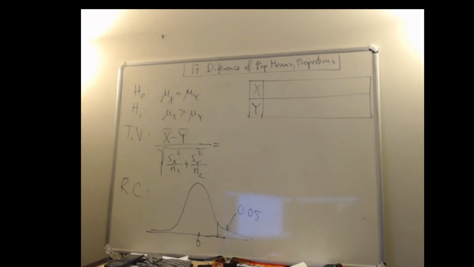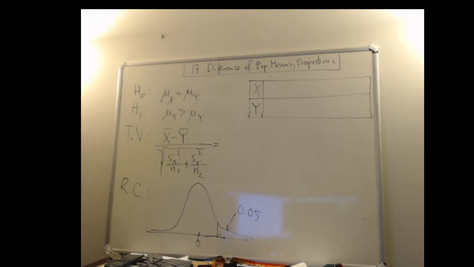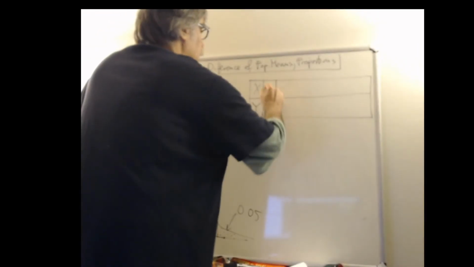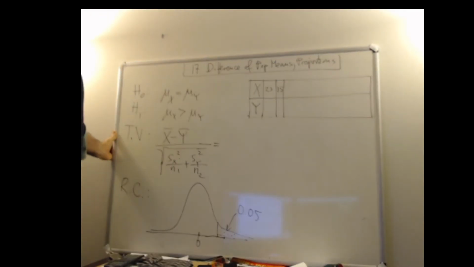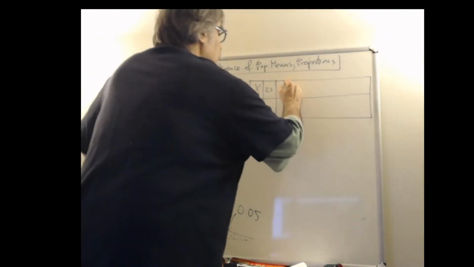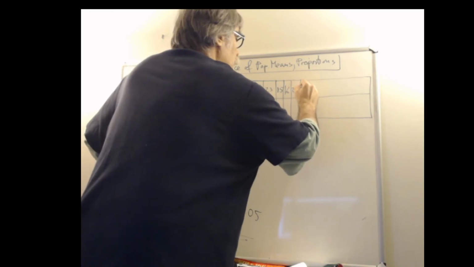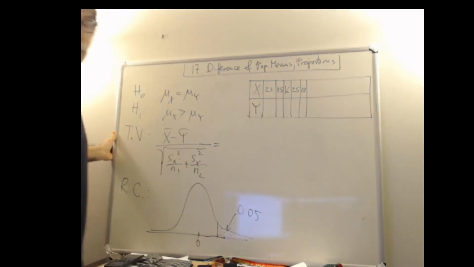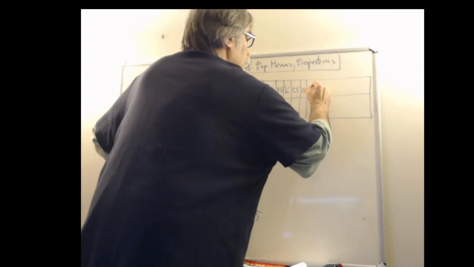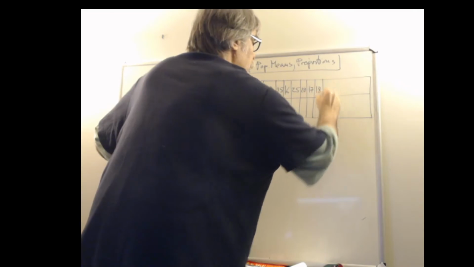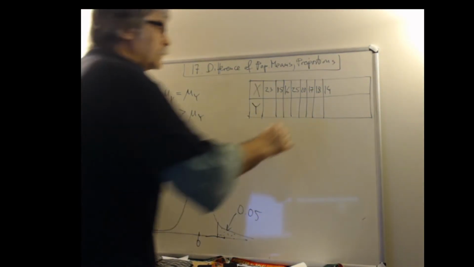In the first group, I'm doing a driver's test. It's a virtual test on a computer. The scores in the first group are 23, 15, 16, 25, 20, 17, 18, 14, 12, 19, 21, 22.